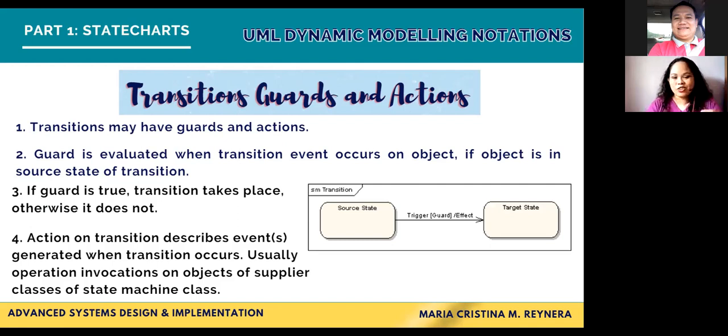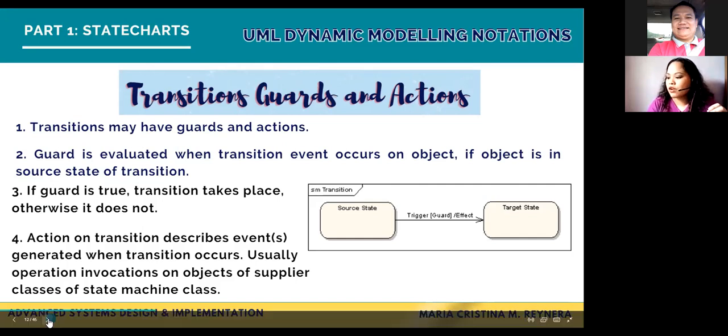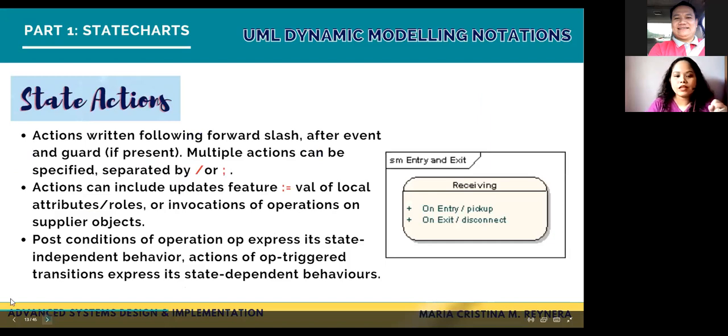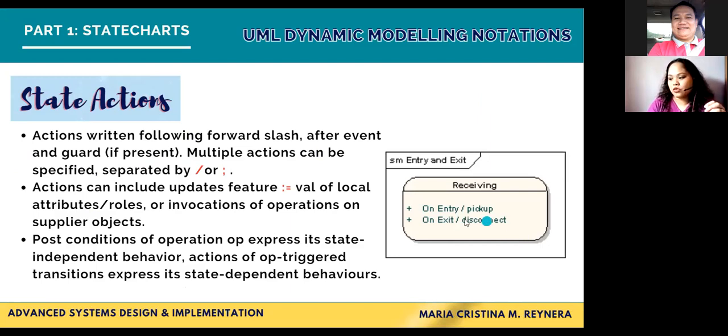associated with the transition. So if the target state had many transitions arriving at it, and each transition had the same effects associated with it, it would be better to associate the effects with the target state rather than the transition. So the next diagram, I think one of our classmates mentioned this one already. This is an example: the state diagram with an entry action and exit action. I think she was able to discuss this one.